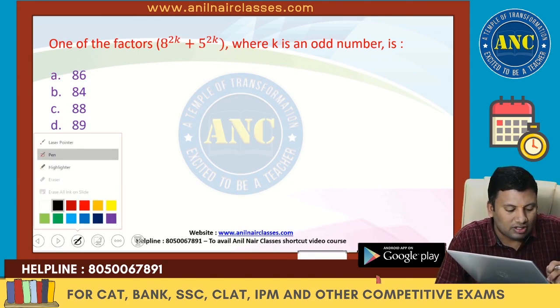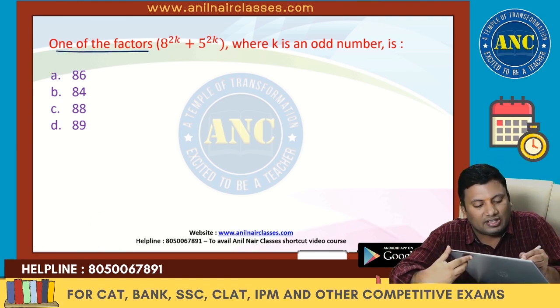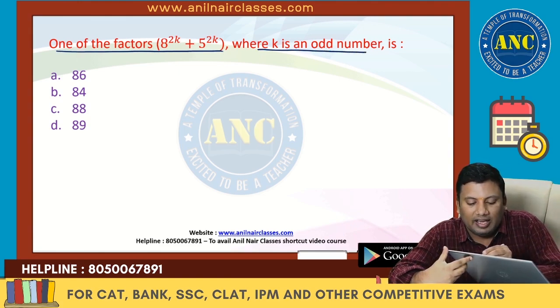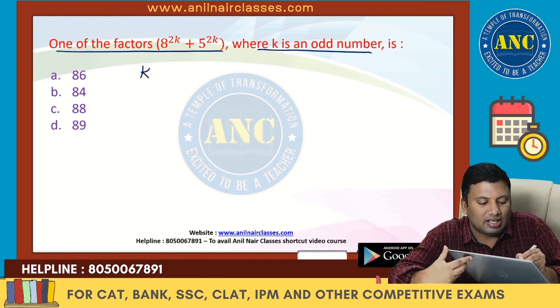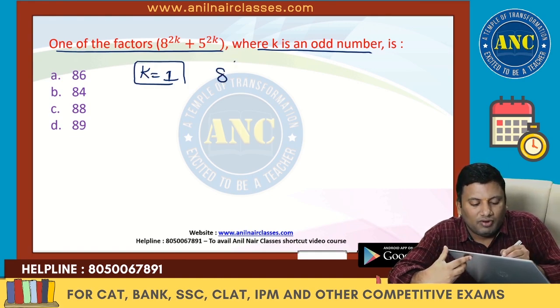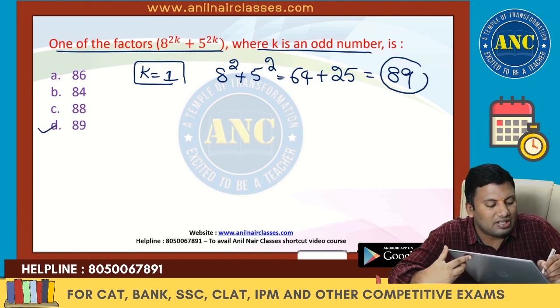Before we solve these questions, now please see here. Write one of the factors of 8 power 2k plus 5 power 2k, where k is an odd number. If it is an odd number, take any value that comes into your mind. K value, it is nothing but 1, which is nothing but 8 square plus 5 square, which is 64 plus 25, which is nothing but 89. One of the factors of this number is nothing but 89.